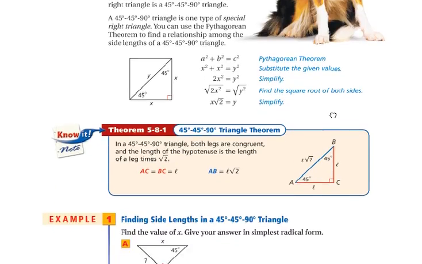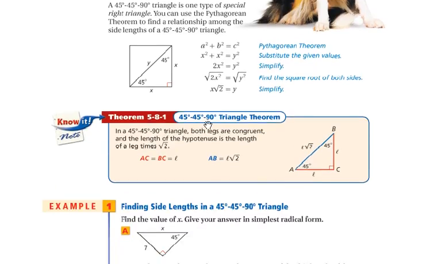The first theorem that we have here is the 45-45-90 triangle theorem. Basically what it's doing is comparing some of the sides of the triangle. It says both legs are congruent and the length of the hypotenuse is the length of a leg times the square root of 2. So we have these two legs that are going to be the same length. They're both congruent. And this hypotenuse, this blue side from A to B, is going to be the length of one of these legs times the square root of 2.